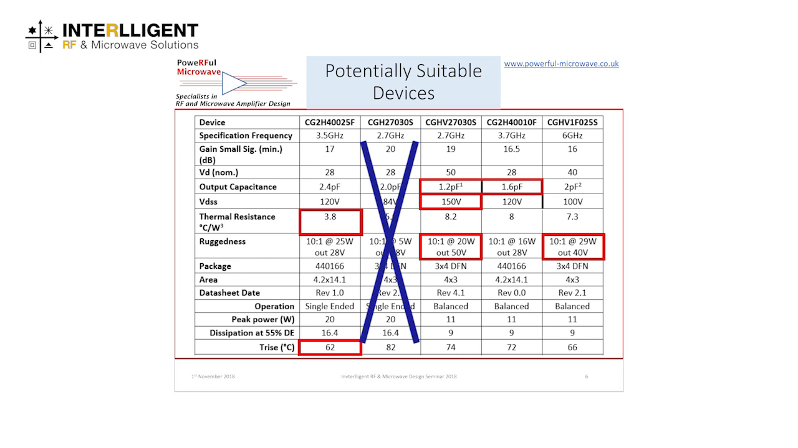But then if we look at the other ones, well, the one with the lowest temperature rise, that's a 25 watt device. It's got the lowest thermal resistance, so it'll probably give us the smallest circuit, but the output capacitance is 2.4 pF, whereas one of the others is 1.2 pF. So it's going to be more difficult to match that one over a broad band.